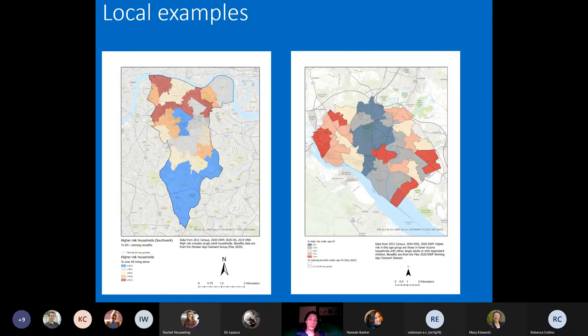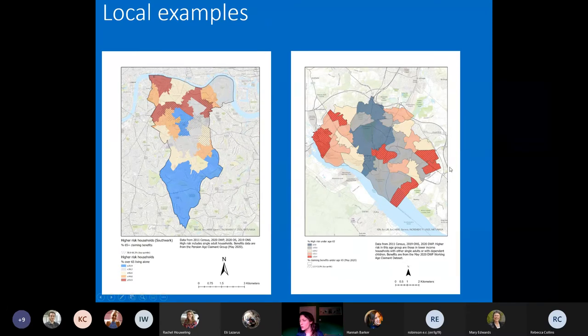One of the things we'll be updating very shortly is making them available at lower super output area level as well. But in Southampton, which we're more familiar with over here, the areas that are red have the higher risk of food insecurity under the age of 65. So it's not very dissimilar to the index of multiple deprivation, in fact.